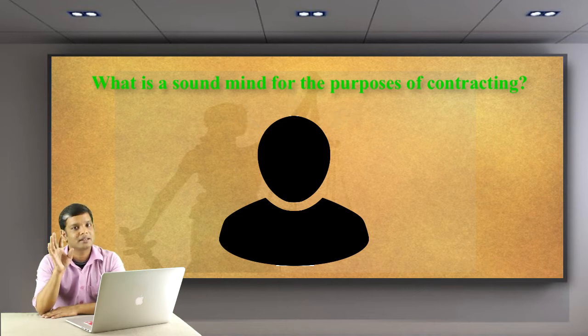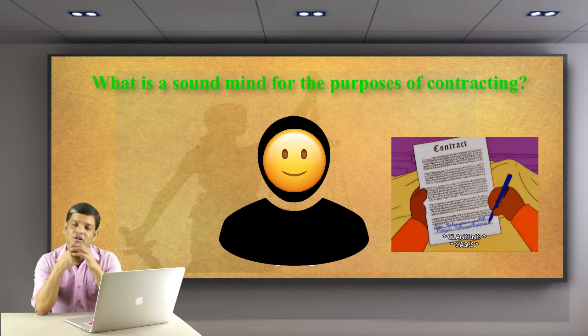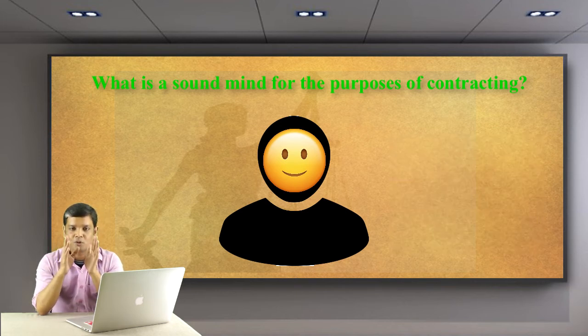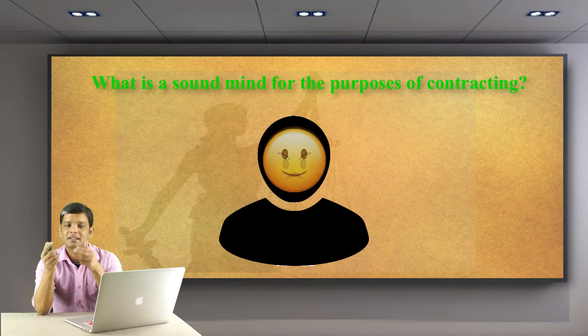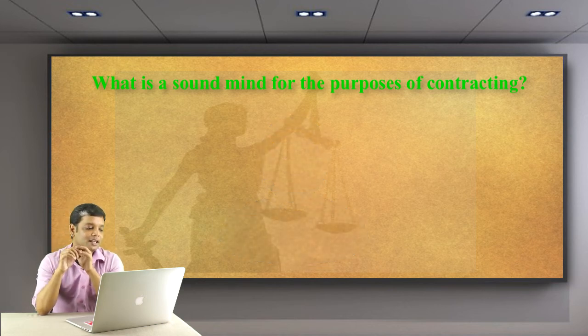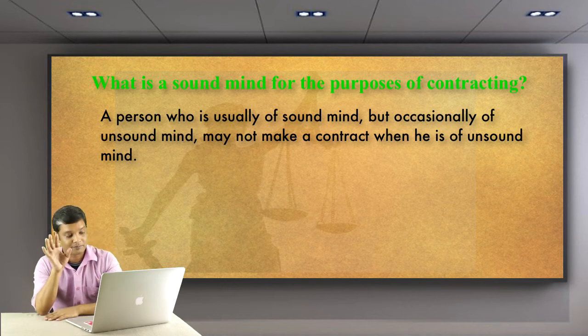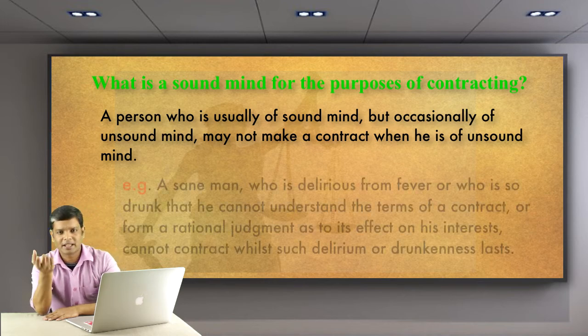But when he is okay and can make a right judgment, at that point in time he can make the contract. So suppose there are two phases: in one phase he is of unsound mind, during which he cannot contract, and as he enters the second phase, of sound mind, then he can. So that is a valid contract in that case. The second provision says a person who is usually of sound mind but occasionally of unsound mind may not make a contract when he is of unsound mind. This is the other way around of the same point.